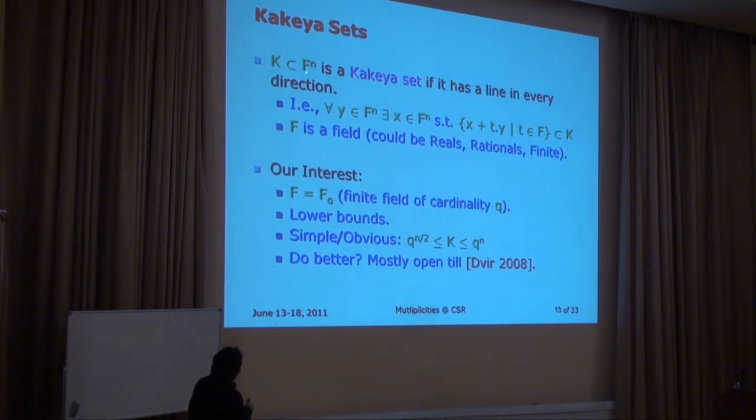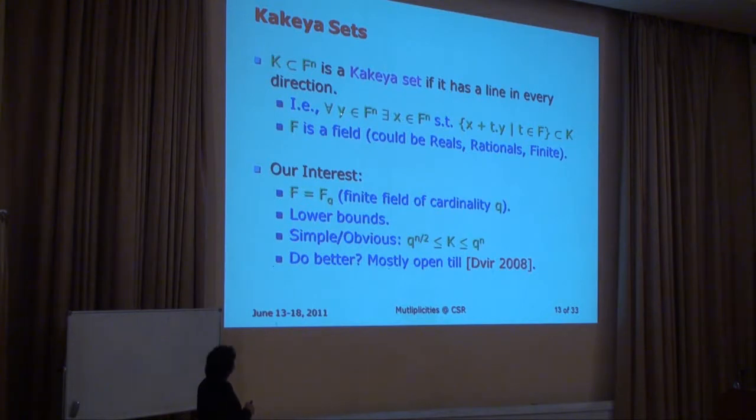So I have a subset of this field, and we call it a Kakeya set if it contains a line in every direction. A line, formally, would be defined as the set of points of the form x plus t times y, where t ranges over the field. x and y are vectors, t is a scalar.